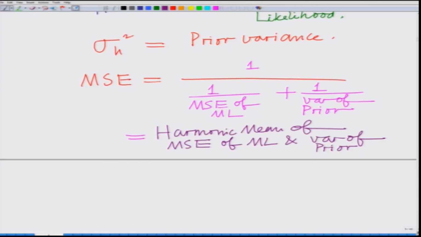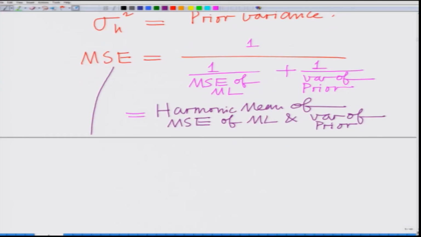Therefore, the MSE of the MMSE estimate, the minimum mean squared error of the MMSE estimate, is less than both the MSE of the maximum likelihood estimate and also the prior variance. And that is naturally because you have some prior information, you have the maximum likelihood estimate that you obtain from the samples, and you are combining these two. So you are using the information from both the observations and also the prior. Therefore, you expect the net error to be lower than the individual errors, and that is an interesting observation that you have over here.